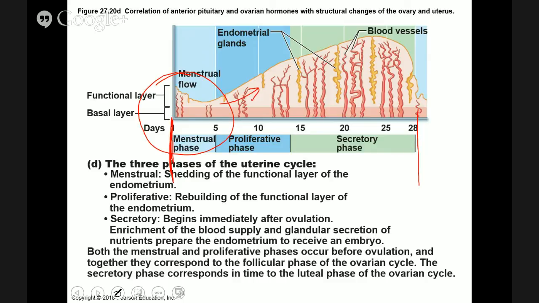You can see the thickness of the functional layer starts to increase. So we have the proliferative phase. This is the growth phase. And then we have the phase beyond that. See, right after, this is where ovulation is, remember, at 14. So up until that point, the uterus is in its proliferative phase. But then after that it's in the secretory phase.